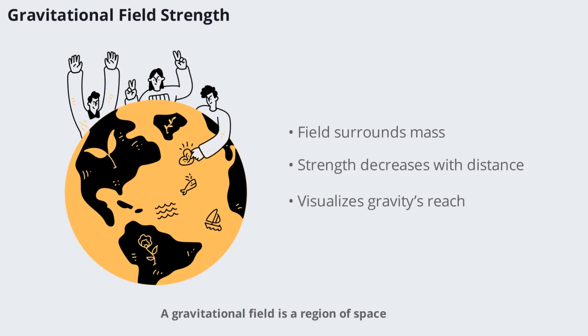A gravitational field is a region of space where a mass experiences a force due to gravity. The strength of this field depends on the mass of the object creating it and the distance from its center. For example, Earth's gravitational field is strongest at its surface and weakens as you move away.